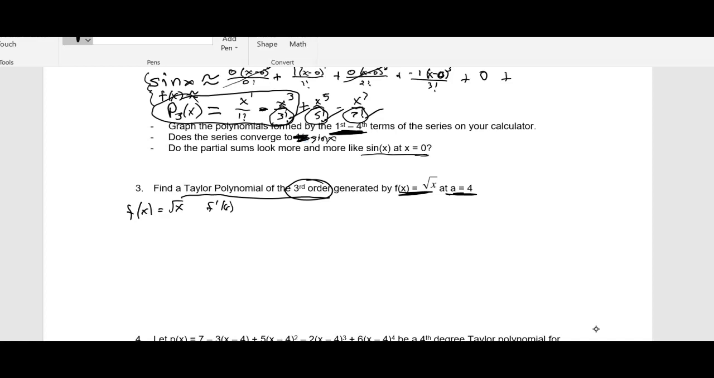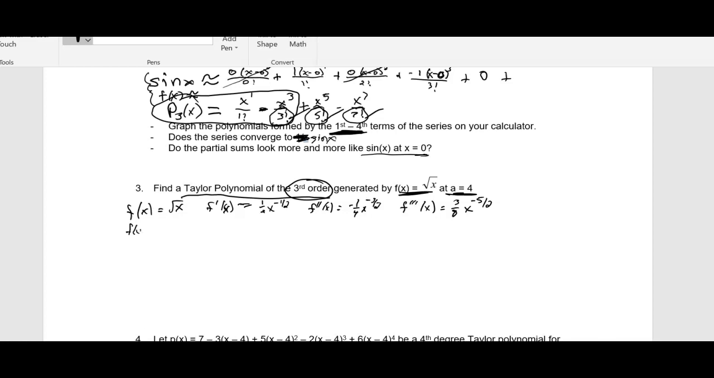The first derivative would be a 1/2 x to the negative half. Second derivative, negative 1/4 x to the negative 3/2. Third derivative would be what? 3/8 positive x to the negative 5/2. That I should check. A lot of ugly fractions there to be right.